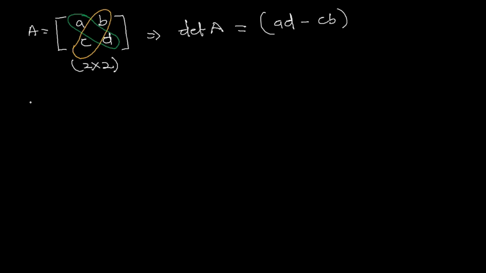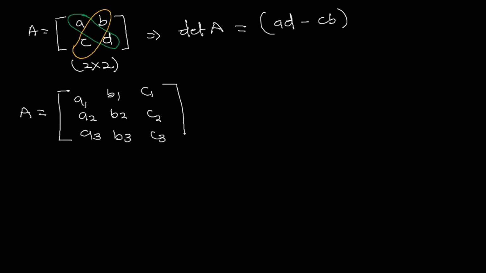Now what happens if we have a 3x3 matrix? This is slightly different. So if we have a 3x3 matrix, let's say A is equal to, in brackets, A1, A2, and then A3. Then we have B1, B2, B3, then C1, C2, and then C3. What happens if we are asked to find the determinant of this matrix?